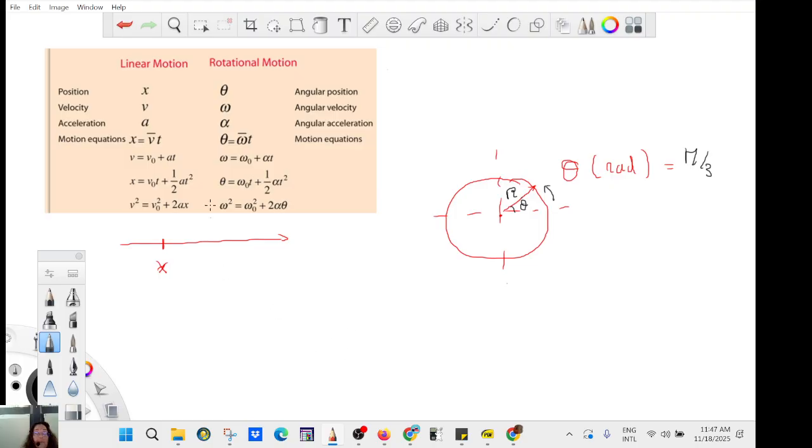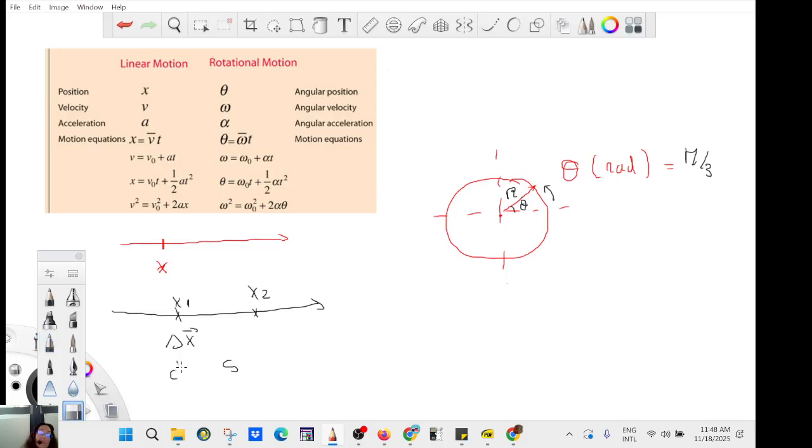Okay, and then we have the displacement. For example, here we can go from x1 to x2. So you can define the linear displacement, right? That will be the linear displacement, or you can define the distance between x1 and x2. So the distance will be a linear distance, right? So that will be displacement.